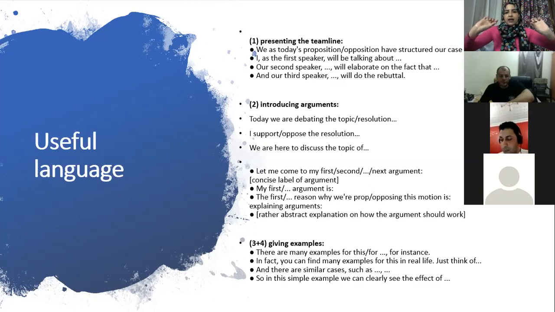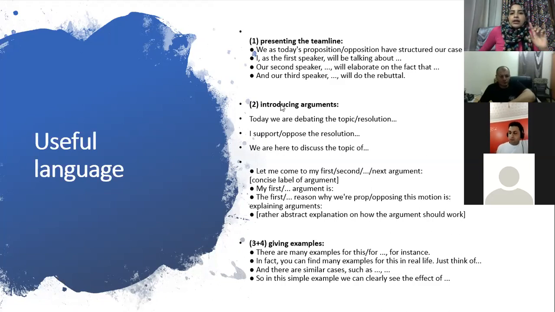Then, for example, Mansoor is the first speaker. So Mansoor says, I, as the first speaker, will be talking about, and then you give me your first what? Assertion. Okay. Our second speaker, for example, say it's Imad, will elaborate on the facts. So Imad does the reasoning. And our third speaker, for example, let's say Hanan, will do the evidence. They will discuss the evidence.